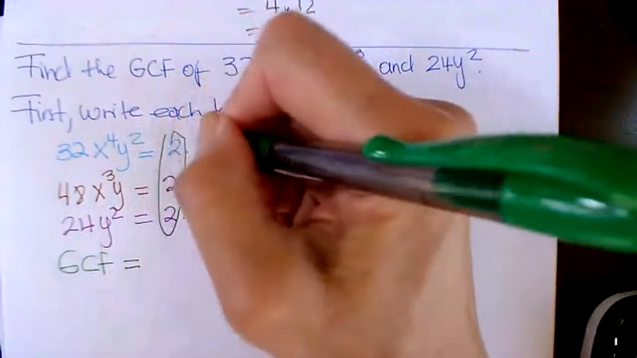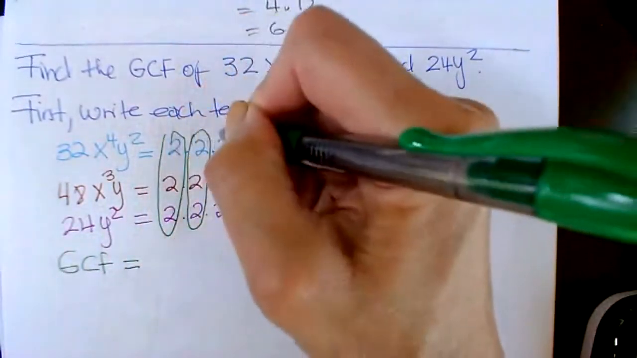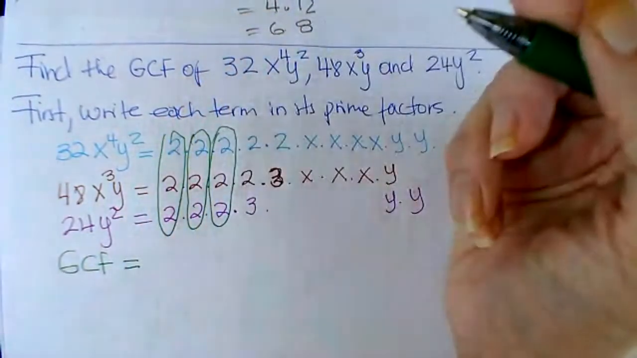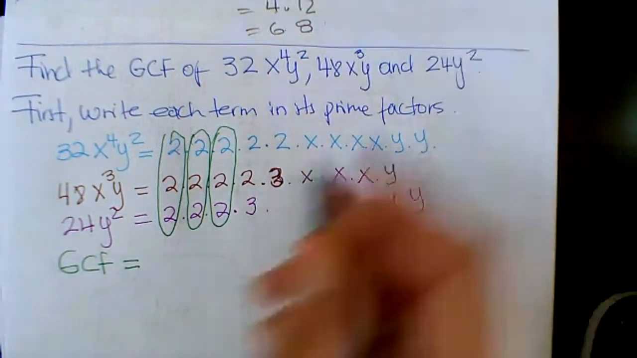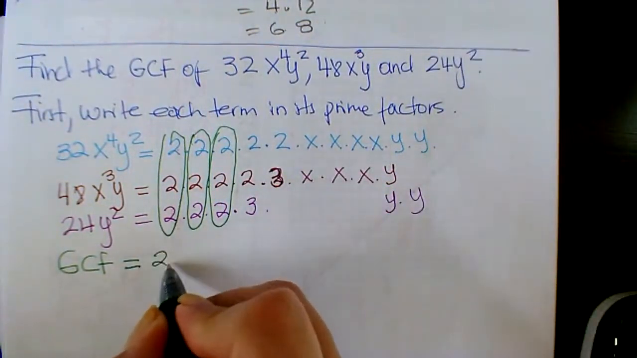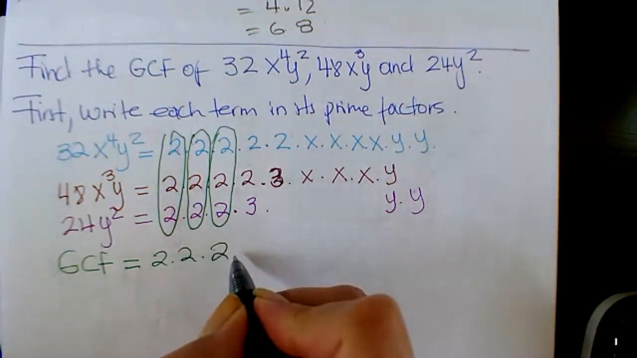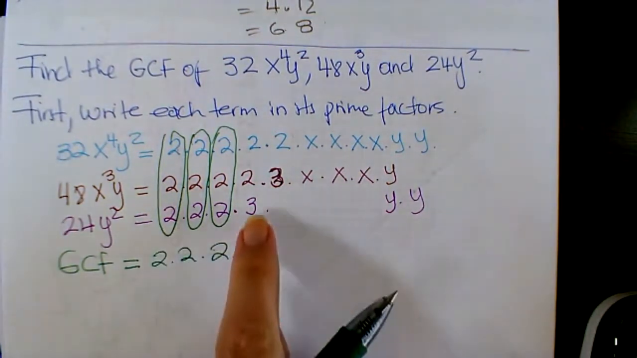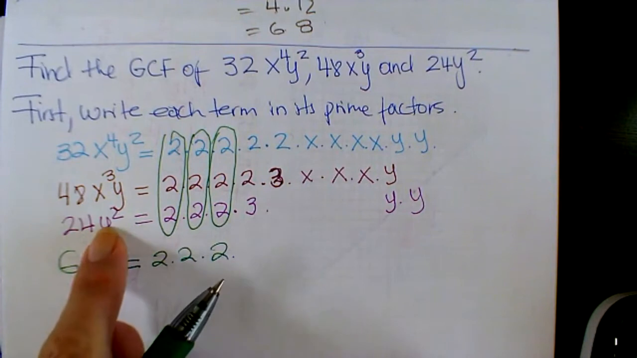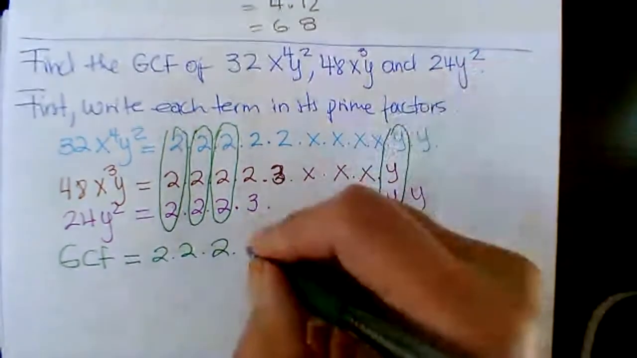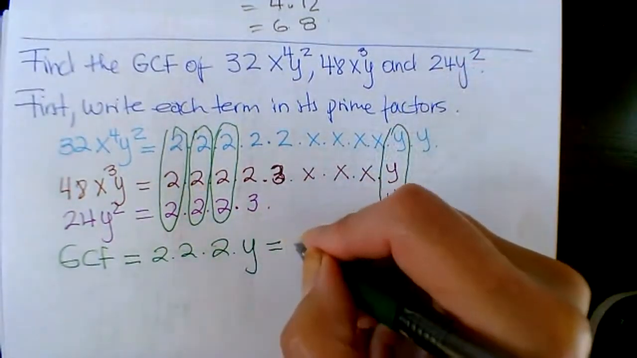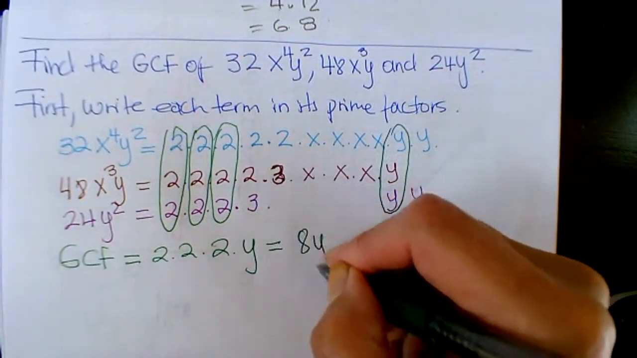This number is on all of them. The 2 is on all of them, right? So we're going to have 2 times 2 times 2. The x is not going to be because the x is not on this one. It needs to be on all of them. And we're going to have 1y. So my greatest common factor is 8y.